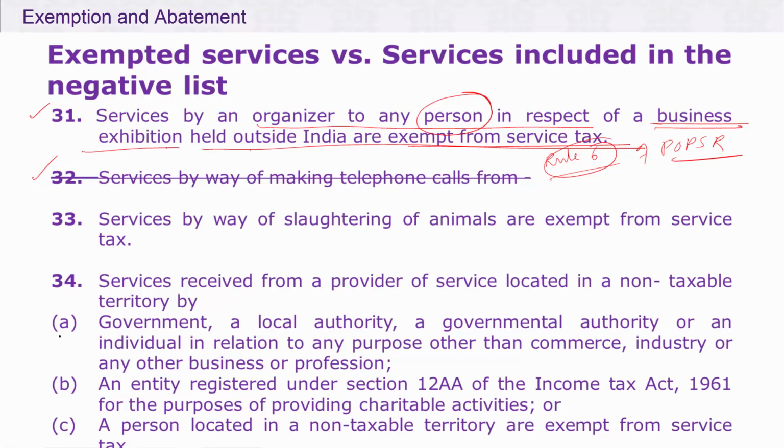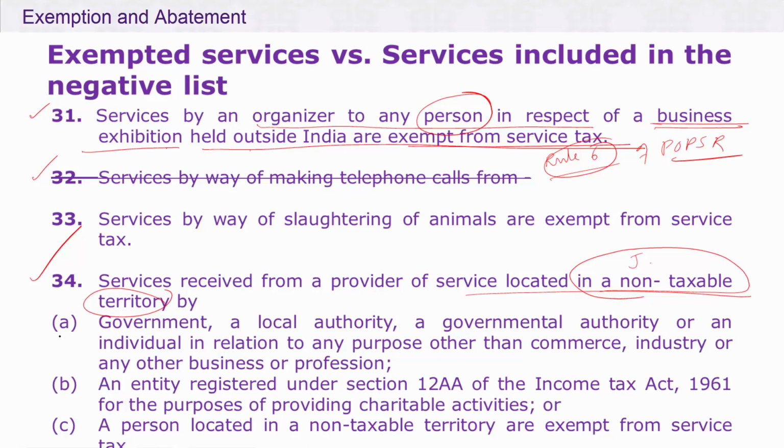Read this. Services by way of slaughtering of animals, that is already there. Services received from a provider located in non-taxable territory. This again I'll take, entry number 34. I consider it very important. Some questions sometimes came in the CS Professional examination also based on this. What are the services? Received from a provider of service located in non-taxable territory. Here they are talking about non-taxable territory. They are not talking about outsider or foreign destination.